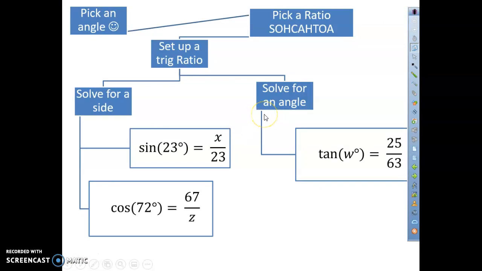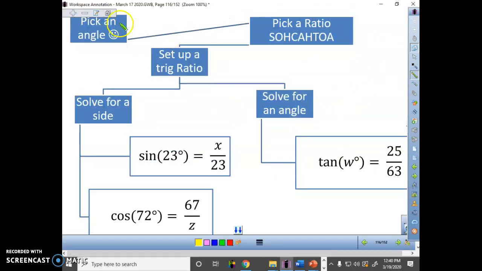Here's something not in your notes. A little check-in. You need to be able to solve all types of these problems. First off, can you pick an angle and put a smiley face there? Then, can you pick a ratio? And I'm going to tell you what this SOHCAHTOA thing is pretty soon. Can you pick a ratio to use? Is it sine, cosine, or tangent? Can you set up a ratio? Can you put everything where it goes? And then there's 3 kinds of problem. Solve for a missing side when it's on top.